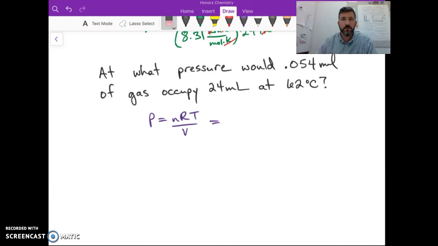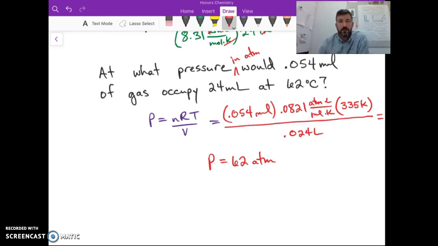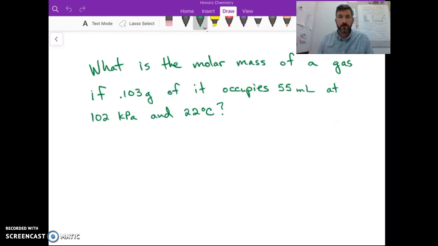Also, let's solve this for pressure in atmospheres. So what pressure in ATM? Okay, and there you go, 62 atmospheres. Very high pressure, but we've got a very small volume, so that should kind of make sense for us. Okay, so here's another question.